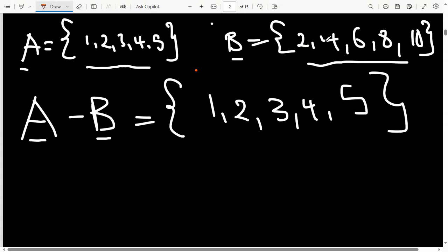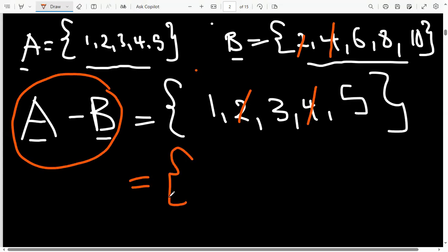So the elements that are in B and are also in A are 4, I can cancel out the 4. I can also cancel out the 2. So the elements that will be in A minus B will just be these elements here, 1, 3, and 5. These are the elements that are going to be in A minus B.